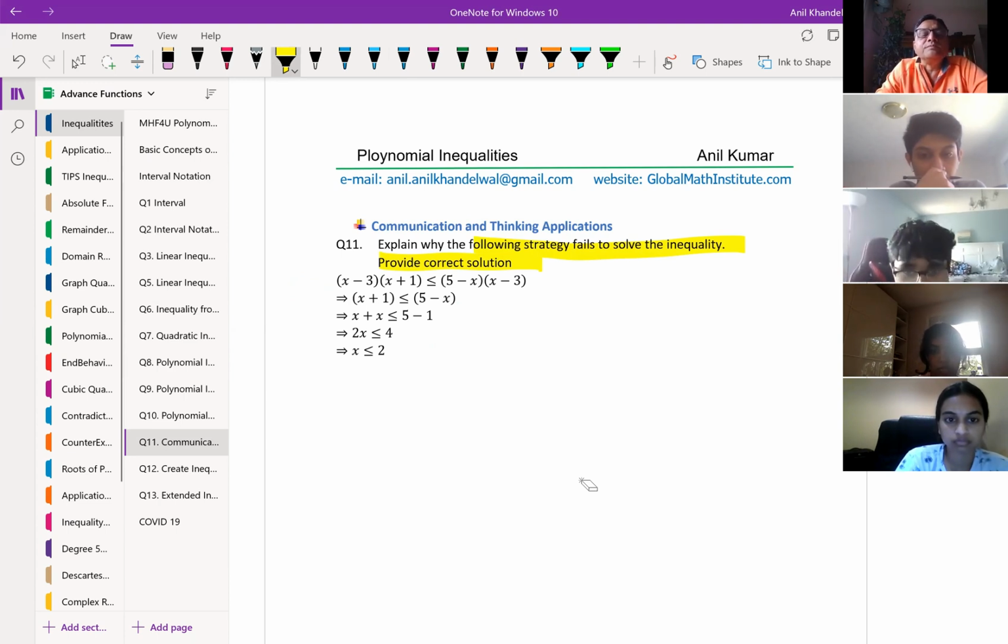Okay, let's see. x minus 3 times x plus 1 is less than or equal to 5 minus x times x minus 3. So I cancelled x minus 3, x minus 3. And I got x plus 1 is less than or equal to 5 minus x. And I solved and I got x is less than or equal to 2. Where is the mistake?